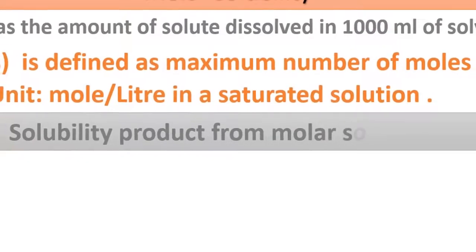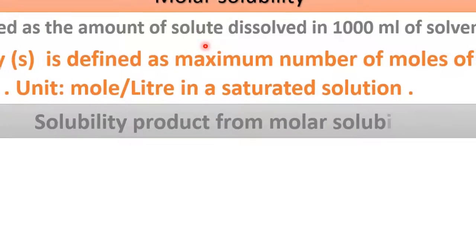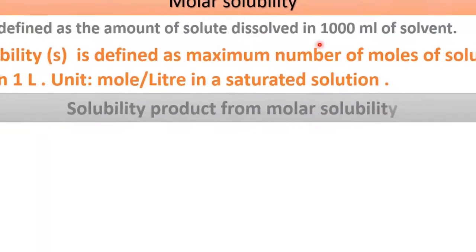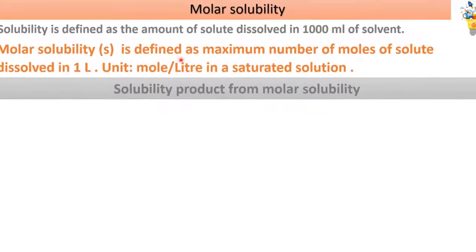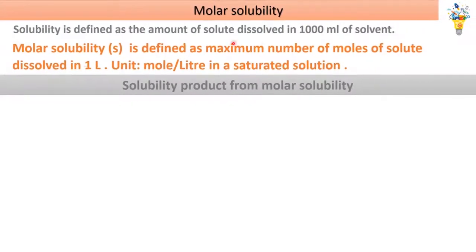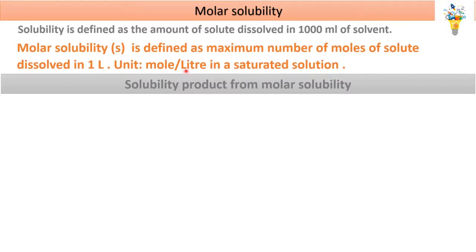For example, the sodium hydroxide solubility is 40. You can say 40 gram sodium hydroxide is dissolved in 1000 ml of solvent. Molar solubility S is defined as the maximum number of moles of solute dissolved in 1 liter and the unit is mole per liter. The difference is the amount and here mole. So the molar solubility is important to calculate the solubility product.